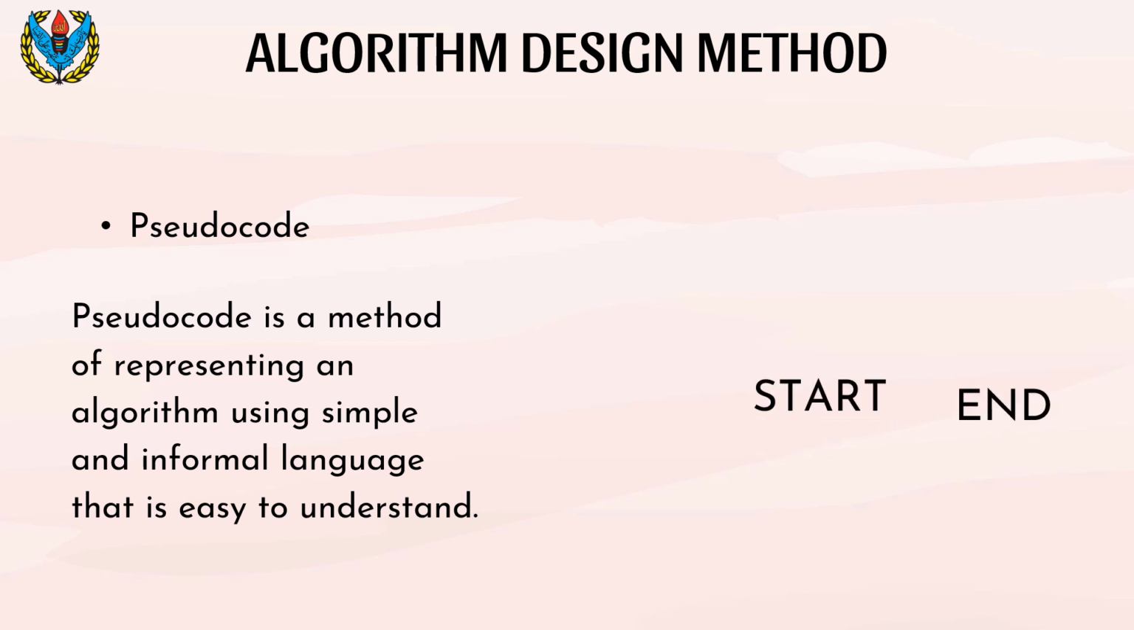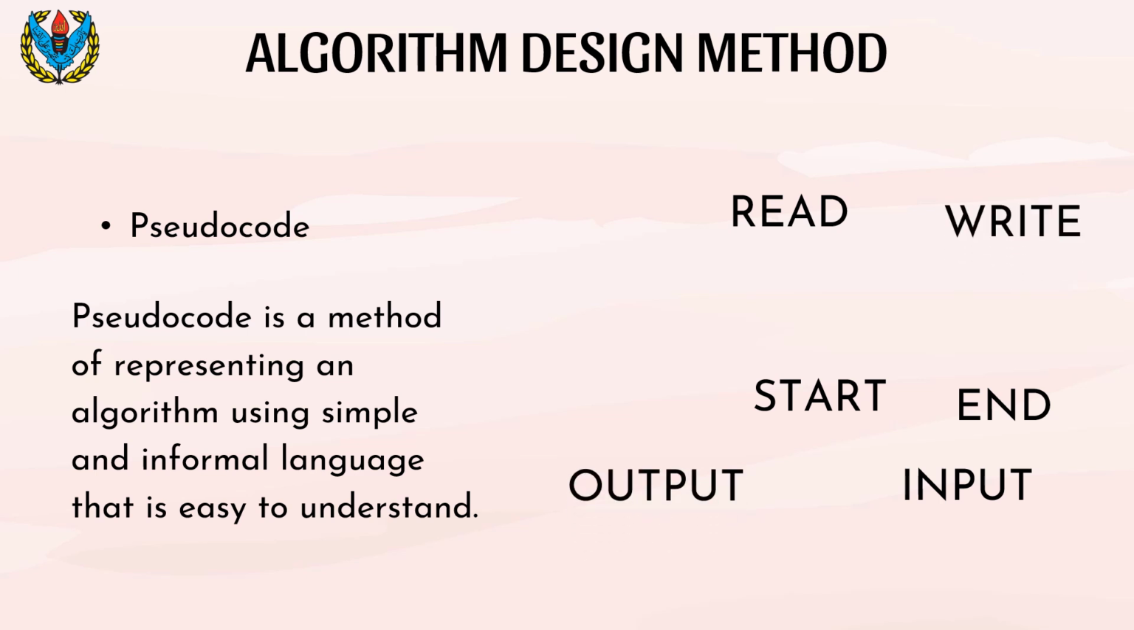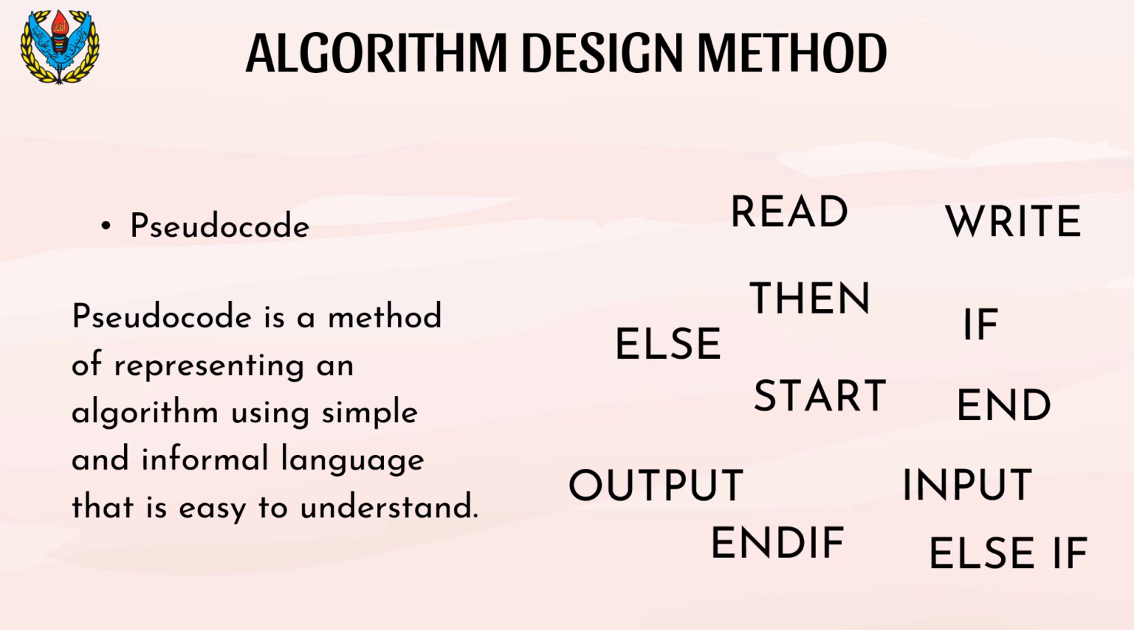Some common pseudocode keywords are start and end. These show the beginning and end of a program. Read and input. It is used when we want the user to give some information to the program. Write and output. This is used to display the result or output of the program. If, then, else, and end if. These keywords are used for making decisions, where the program chooses between two or more options based on a certain condition.